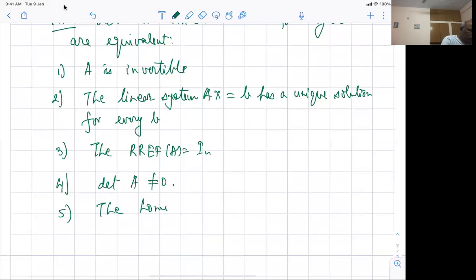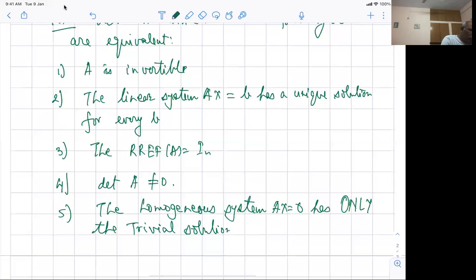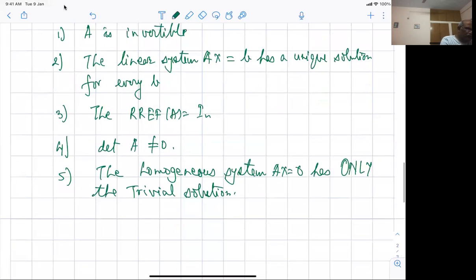Fine. 5. The homogeneous system Ax is equal to 0 has only the trivial solution. Unique solution will imply that it's trivial solution. So from here, 2 I should have written. So maybe I should have written this as, let me just change these numbers, I think. I don't remember exactly what the sequence is, but I would like you to know that 1 should be 2, say 3. You can prove the equivalence, 4, 5.